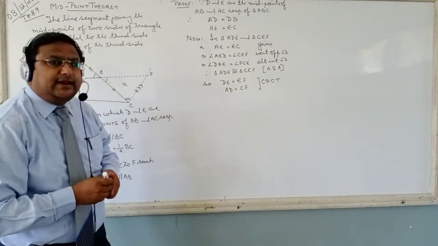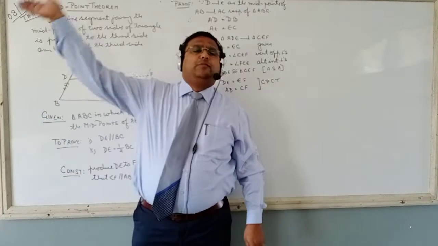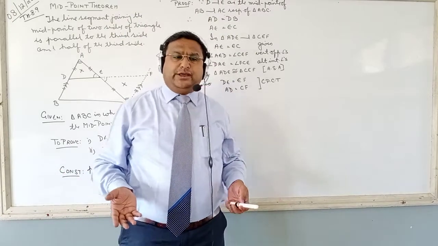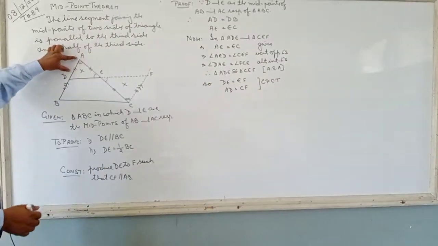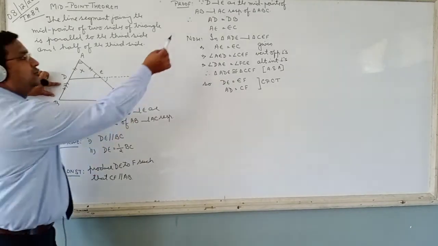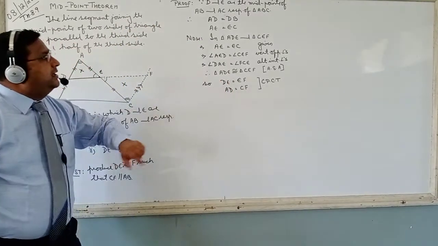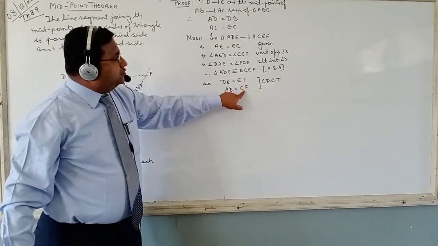Ram is Shyam's brother. Shyam is Mohan's brother. So will Mohan and Ram be brothers? Yes. Things equal to the same are equal to each other. So here AD is equal to DB, given to us. AD equals CF, proved over here. So will DB be equal to CF?